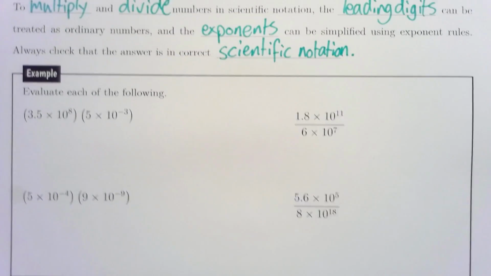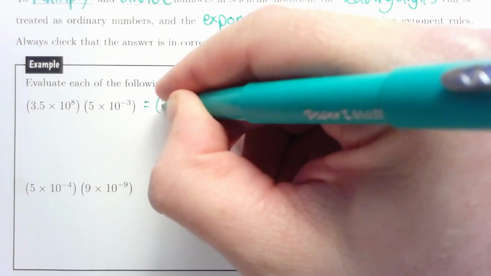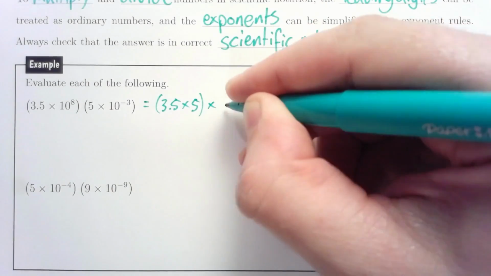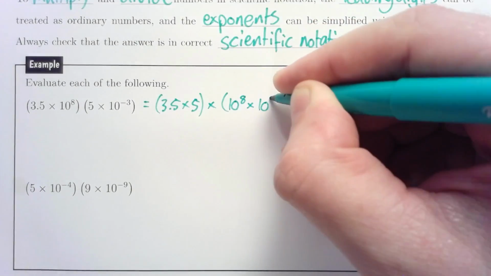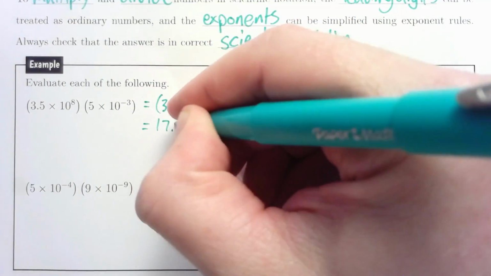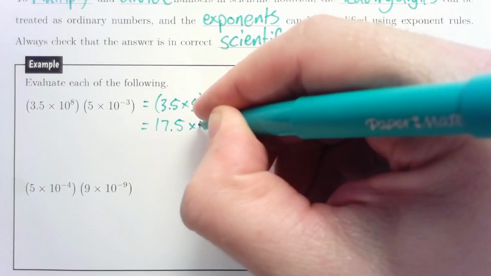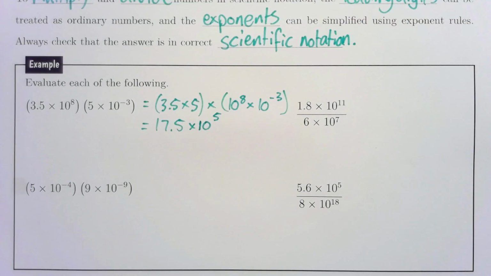So for example, we have 3.5 times 10 to the power of 8 times 5 times 10 to the power of negative 3. So if we rearrange our factors, we can have our leading digits together and our exponents base 10 together. 3.5 times 5 is 17.5, and 10 to the power of 8 times 10 to the power of negative 3 is 10 to the power of 5. Remember, if we have the same base, we add the exponents, which is what we have here.